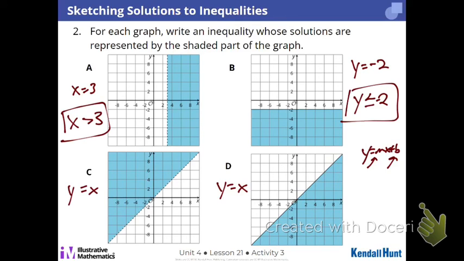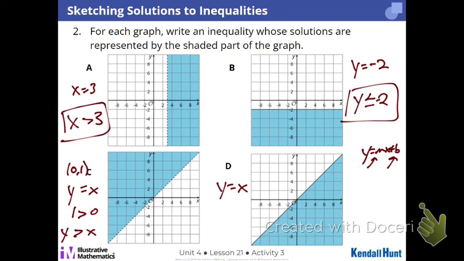So for this first one, what point would you test? Well, what point do you know works? Pick an easy point that you know works. Like 0, 1 maybe? I know 0, 1 works. So 0, 1, how do I make that true? What symbol? One has to be greater, right? So y has to be greater than x. So that's how you can do it by testing a point.